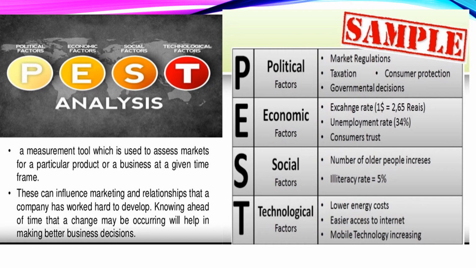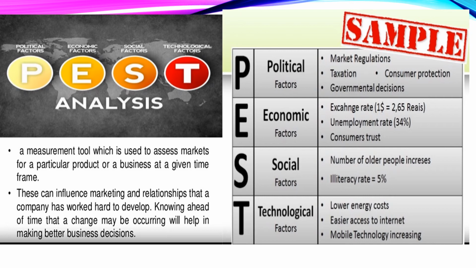Okay, this is the example of PEST analysis. P stands for political factors. E, economic factors. S stands for social factors. T is technological factors. PEST analysis is a measurement tool which is used to assess markets for a particular product or a business at a given time frame. This can influence marketing and relationships that a company has worked hard to develop. Knowing ahead of time that a change may be occurring will help in making better business decisions.